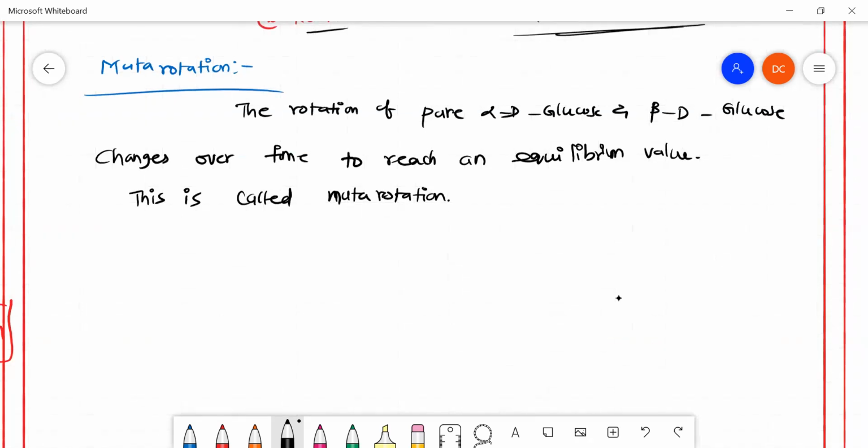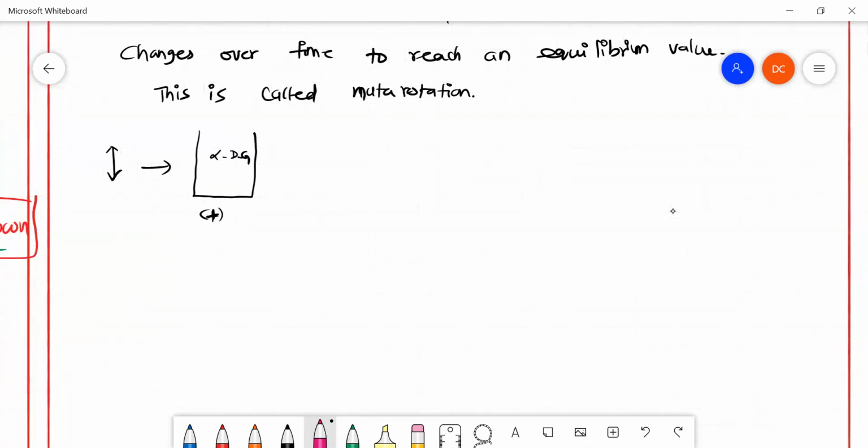Is that clear? Just consider I am taking alpha D glucose in a beaker. Positive means they are dextrorotatory. Where do you get plane polarized light? What is meant by plane polarized light?